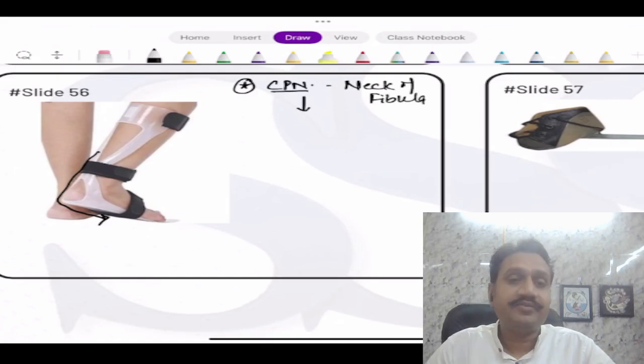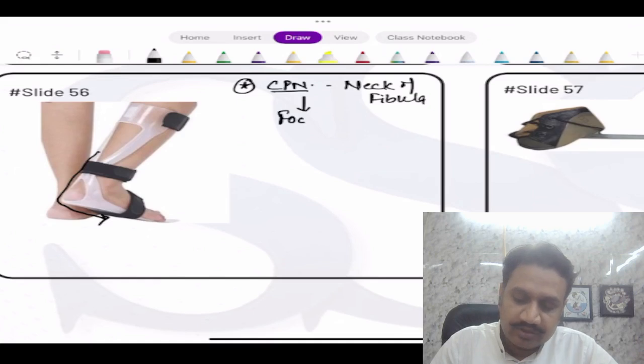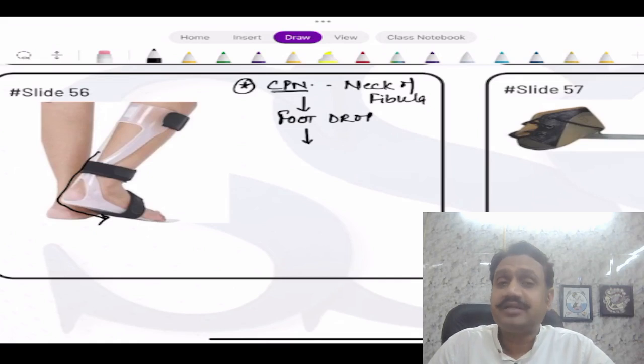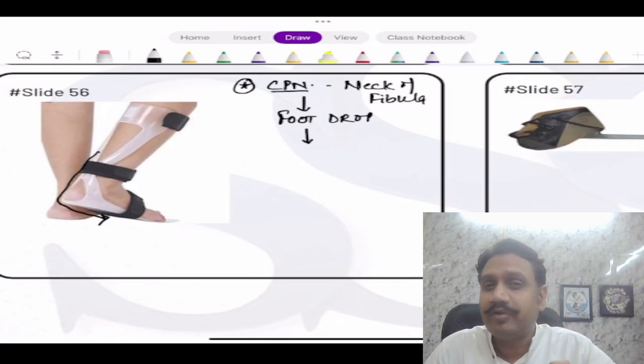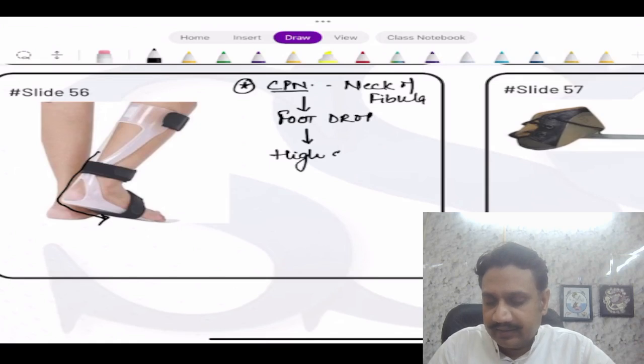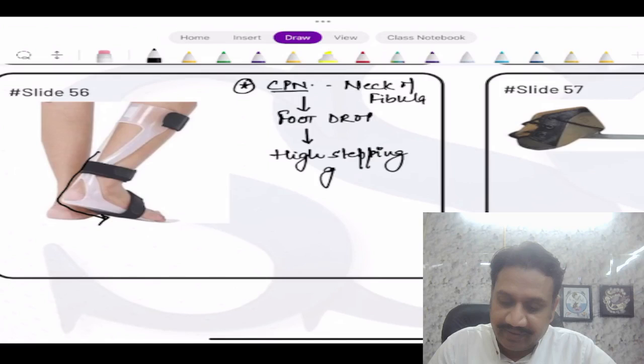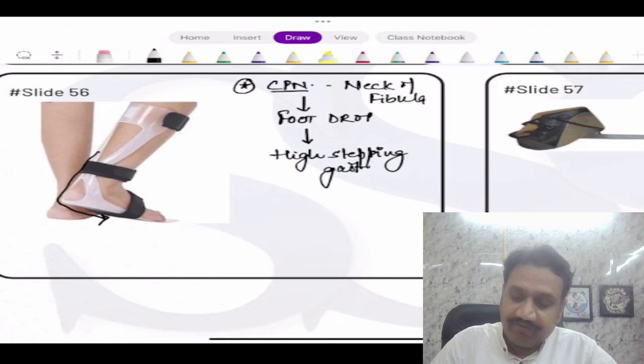Whenever the common peroneal nerve is injured, the patient is going to lose the control of the foot and he walks with a foot drop, right? He walks with a foot drop. And if the patient is having a foot drop, how does he have to walk? What will be his gait? The gait has to be always a high stepping gait. It has to be high stepping gait. Okay, all the three, they are very, very important.